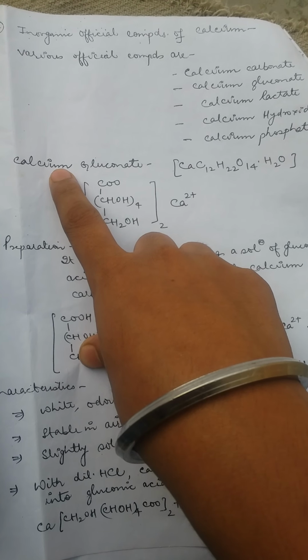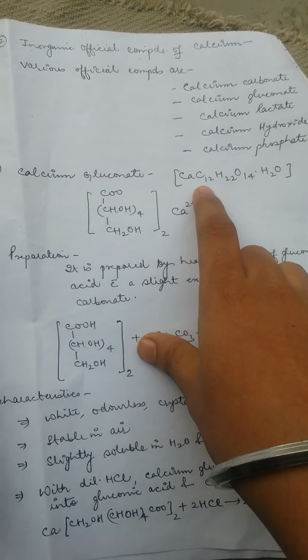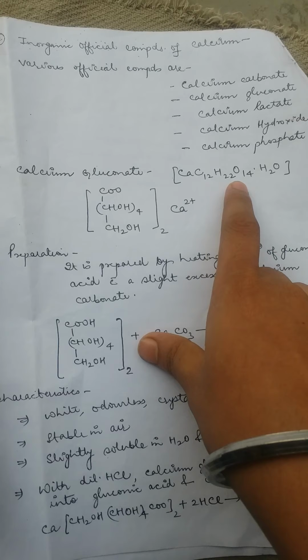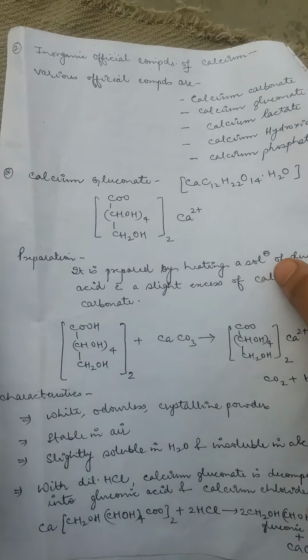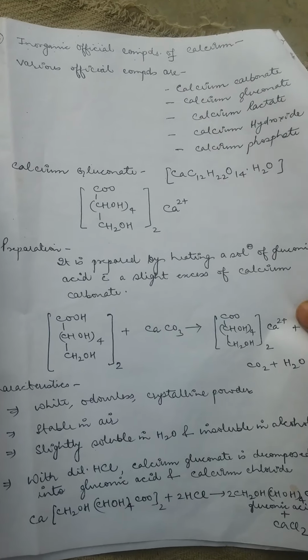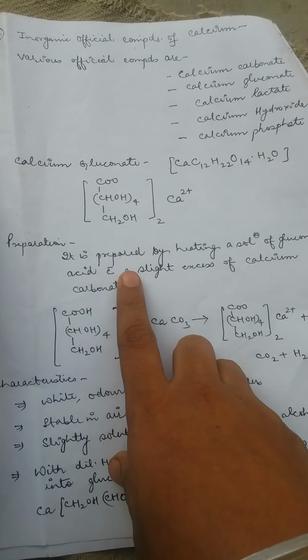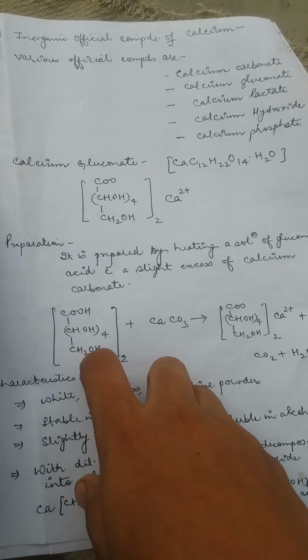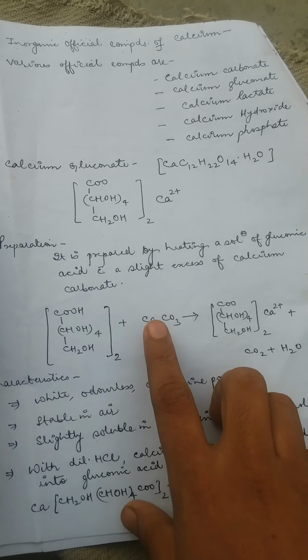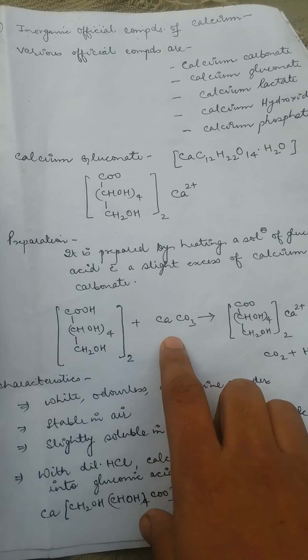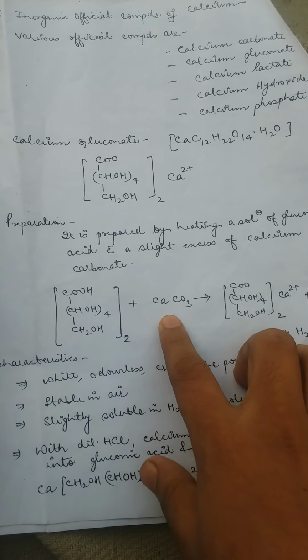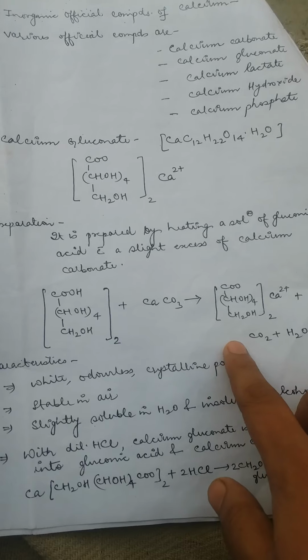The formula of calcium gluconate is Ca(C6H11O7)2.H2O. So how can we prepare it? We can prepare it by heating a solution of gluconic acid with slightly excess of calcium carbonate. And what we get? We get the calcium gluconate, carbon dioxide and water.